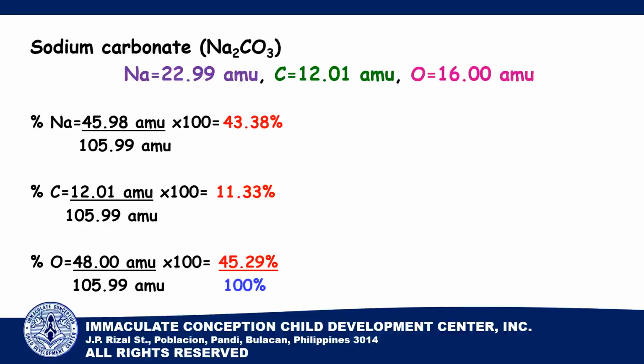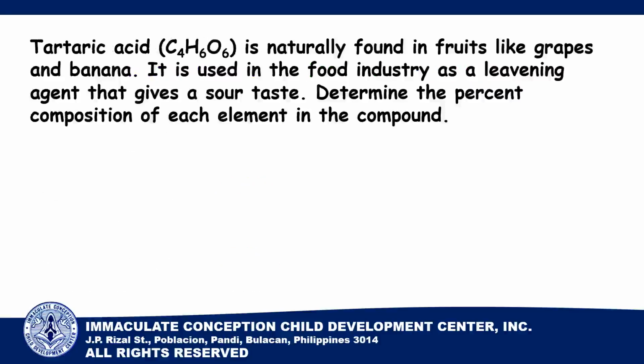The percent composition of all the elements composing a particular compound should always add up to 100%. Let's have another example. Tartaric acid, or C4H6O6, is naturally found in fruits like grapes and banana. It is used in the food industry as a leavening agent that gives a sour taste. Determine the percent composition of each element in the compound.